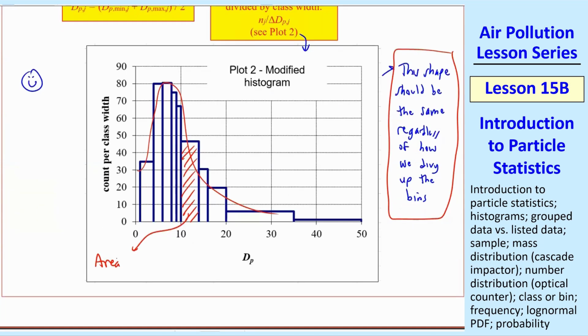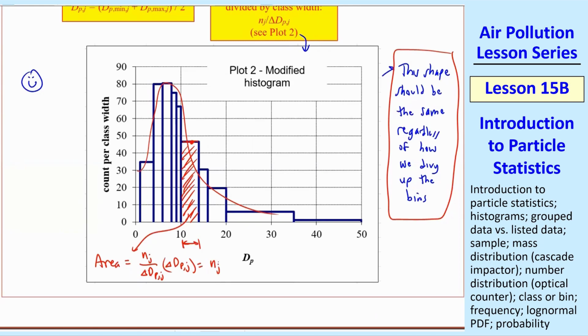The other cool thing is we can calculate the area of one of these bins. This area is the height of the vertical axis, which is nj over delta dpj, times the distance along the dp axis, which is the delta dpj, which is just nj. So in other words, the area is just the number of particles in the bin.